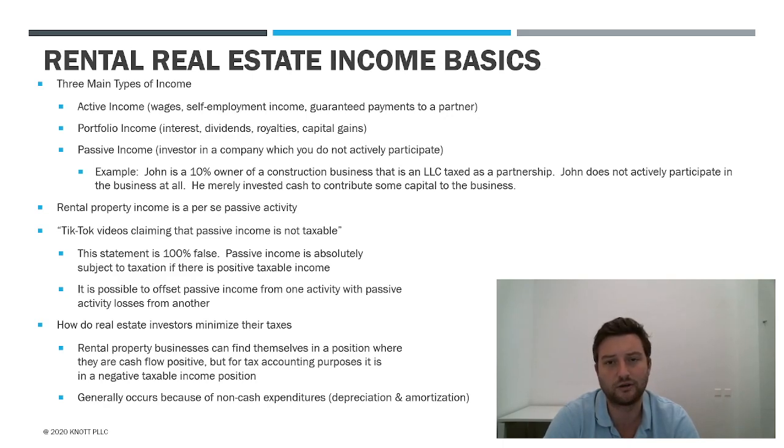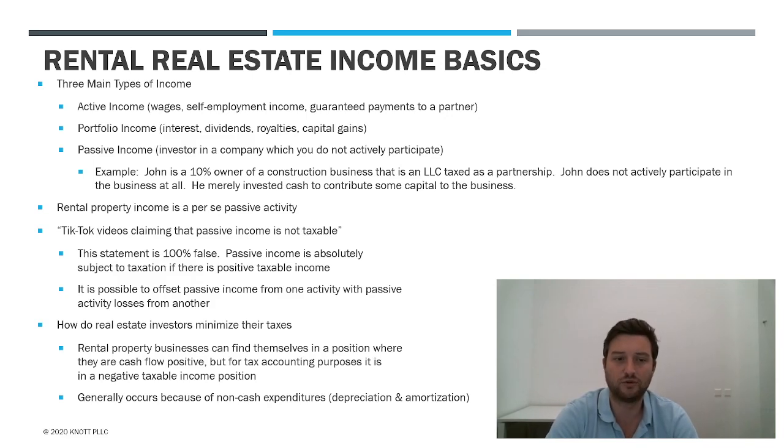The second category is portfolio income. This is pure investment income: interest, dividends, royalties, capital gains. So if you're trading stocks or bonds and you generate capital gains on those trades, that's the portfolio income bucket. And then the last one is the passive income bucket. Passive income is an investment in a business in which you, as the holder of the ownership interest, don't actively participate in the business.